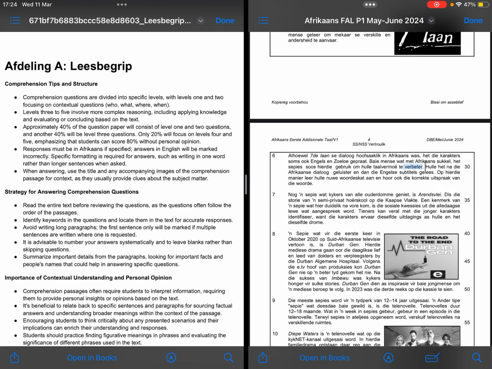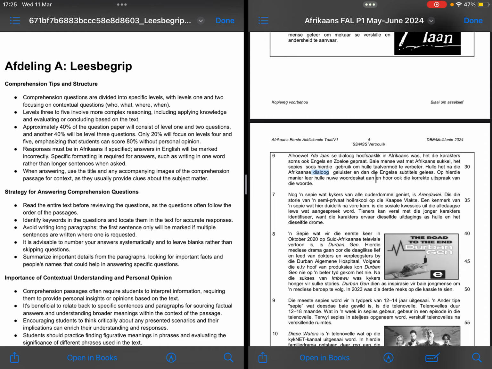We keep reading. We go, hulle het na die Afrikaans dialoog geluister en dan die Engelse subtitles gelees. Op hierdie manier leer hulle nuwe woordeskat aan en hoor ook die korrekte uitspraak van die woorde. Here we suddenly have an influx of our keywords. We have the words Afrikaans. We know they're talking about Engelse, Afrikaanse. If we read our paragraph again, we'll see this word, dialoog, which sounds very similar to the English word dialogue.